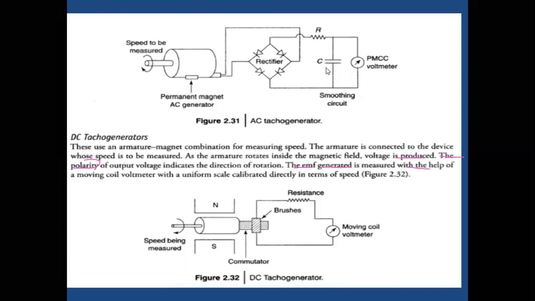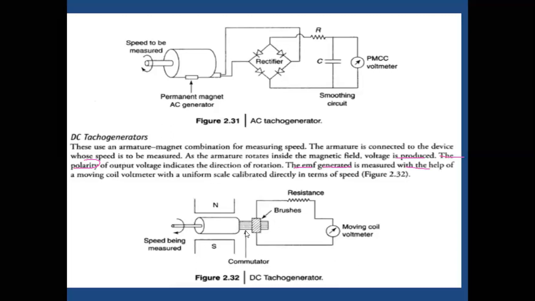And the DC tacho generator. In this situation the speed being measured is coupled to this armature, and this is the moving permanent magnet. Whenever we give a displacement to this one, it rotates with some rotational velocity in the clockwise direction. Whenever it rotates at some velocity, it cuts the magnetic flux passed by the magnet, and due to this cutting of magnetic flux, some EMF is induced within the armature, and this EMF is collected by the brushes.